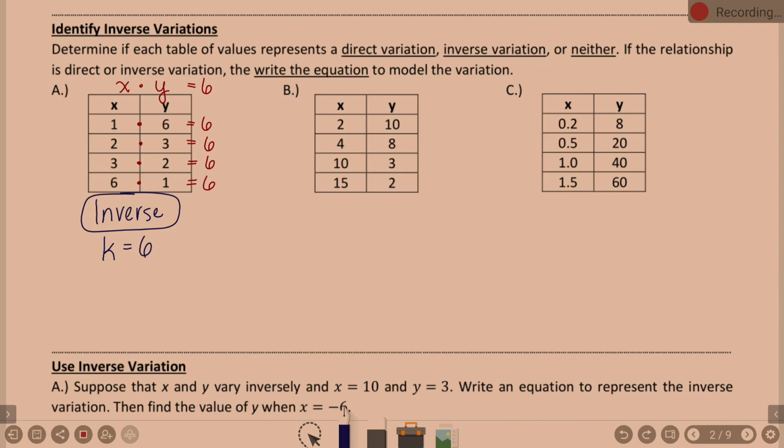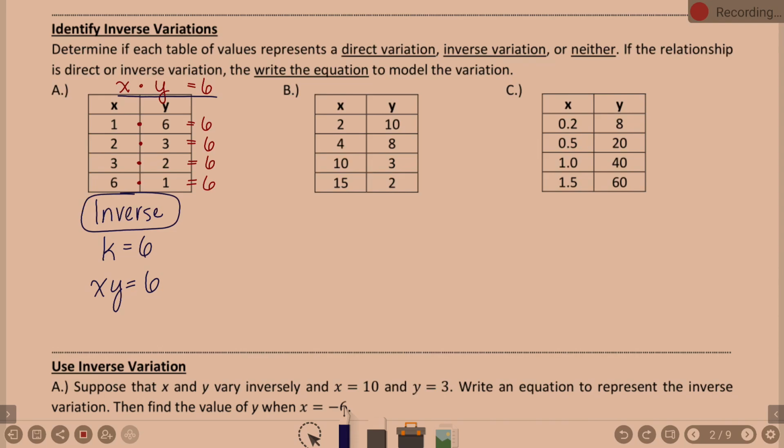Now, it said if it's direct or inverse, write an equation. Well, we can write one of 2 equations. Technically, did I already write an equation up here? We already said x times y equals k, or in other words, equals 6. Or, what's the y equals version? How do you solve this for y? How do you get y by itself? Divide by x. If it's x times y, divide by x.